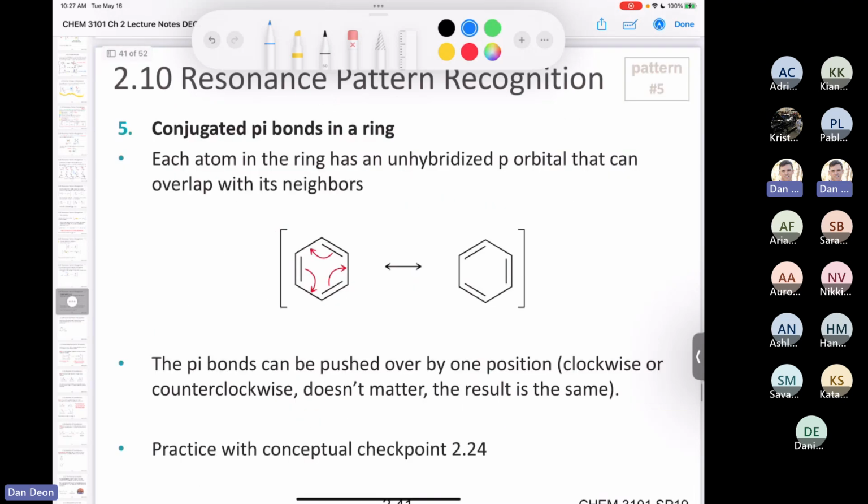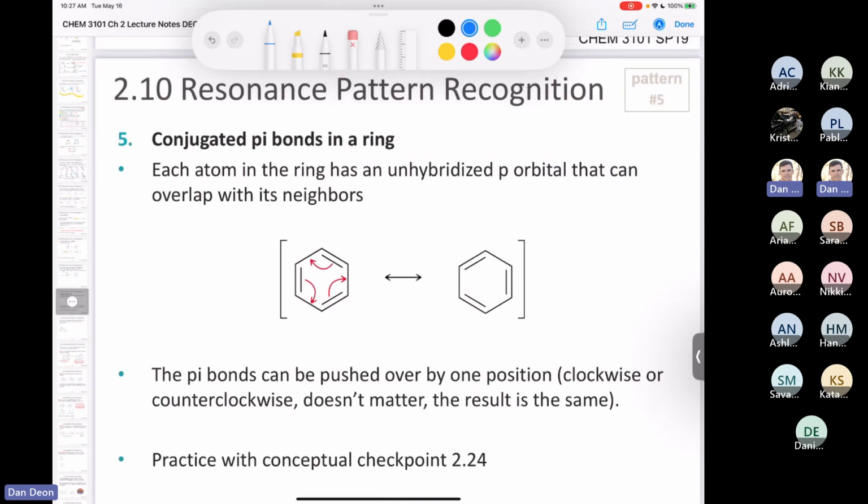And then finally, when you have conjugated pi bonds in a ring, you can draw a resonance contributor for it. The only question that I ever get about this is, does it matter if I draw the curved arrows in a clockwise or counterclockwise direction? It doesn't matter. You end up with the same thing no matter what.